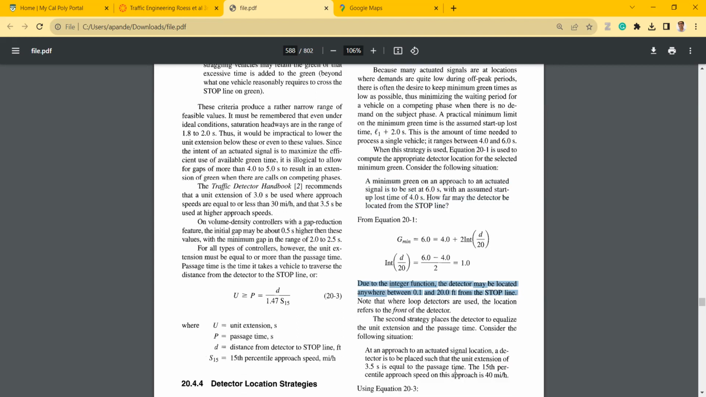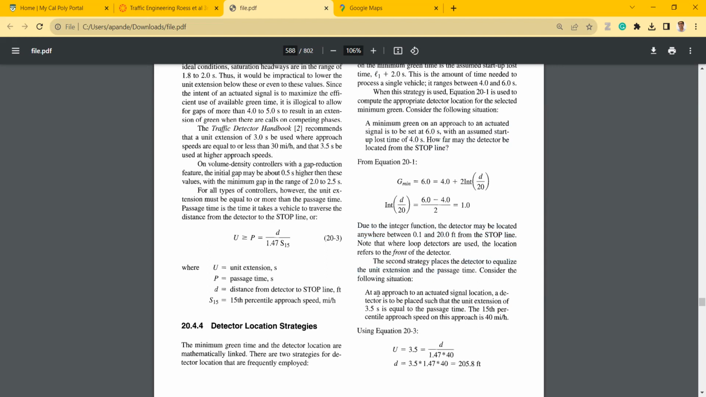There is another strategy, which is to equalize unit extension and passage time, right? So that's another way of making sure, because you want the unit extension to be more than or equal to P. Second strategy is to place the detector to equalize the unit extension and passage time. On an approach with an actuated signal, a detector is placed such that unit extension of 3.5 seconds is equal to passage time. So you could solve for D in this equation, right?